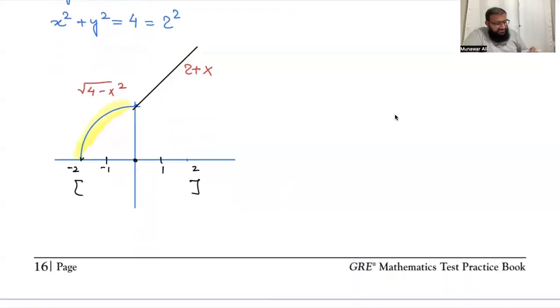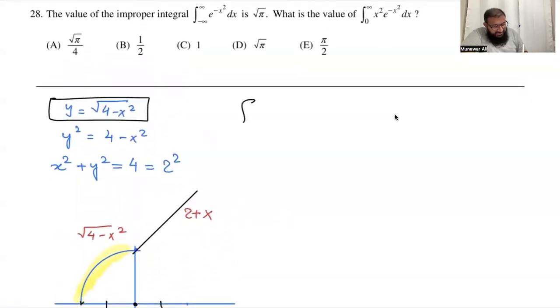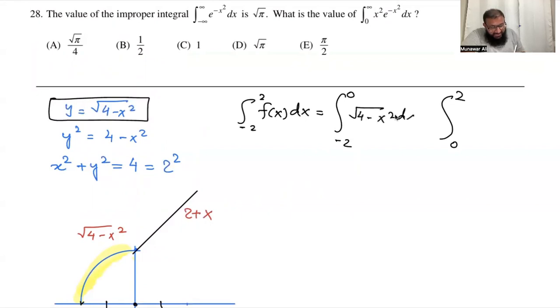Now you have to integrate this. The integral from negative 2 to 2 of f of x dx is the integral from negative 2 to 0 of the square root of 4 minus x squared dx, plus the integral from 0 to 2 of 2 plus x dx. Seemingly, the first integral is a bit difficult because it is the square root of 4 minus x square. We can apply trigonometric substitution or some other things. And the second integral is very simple.